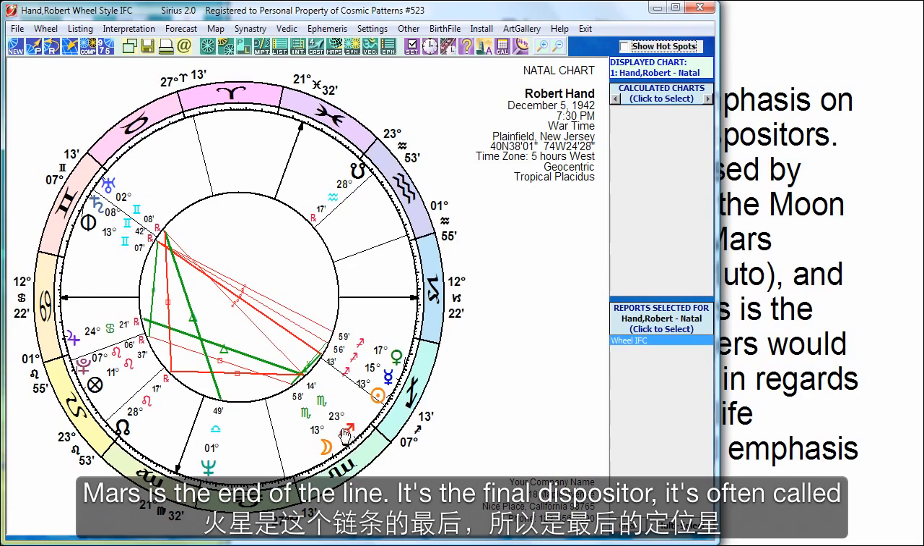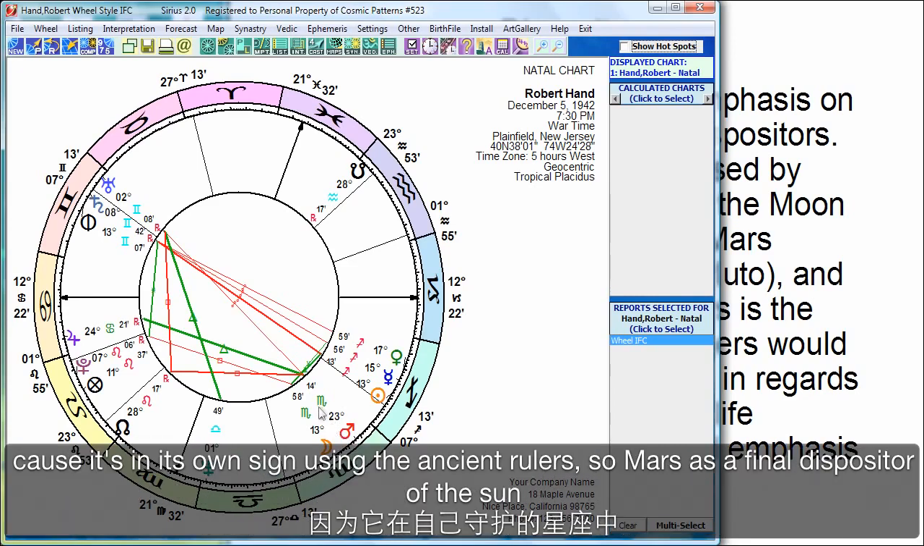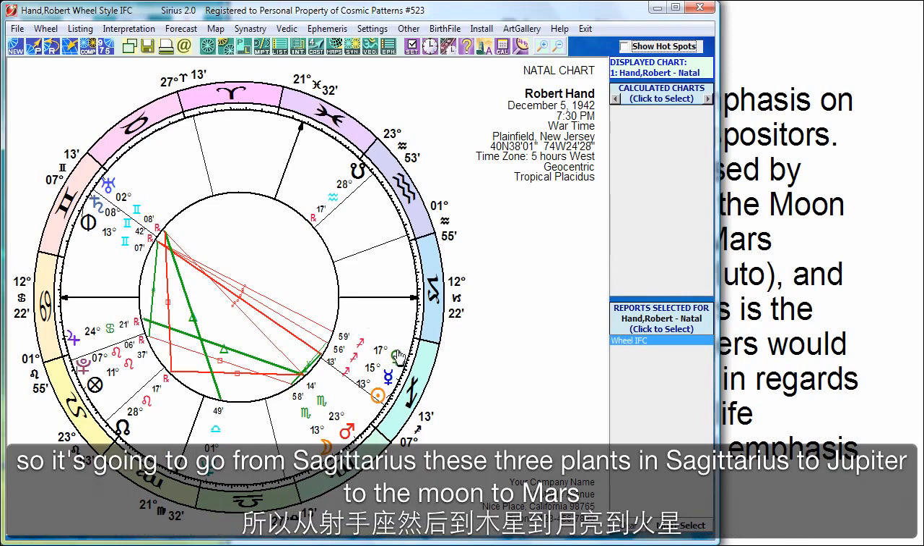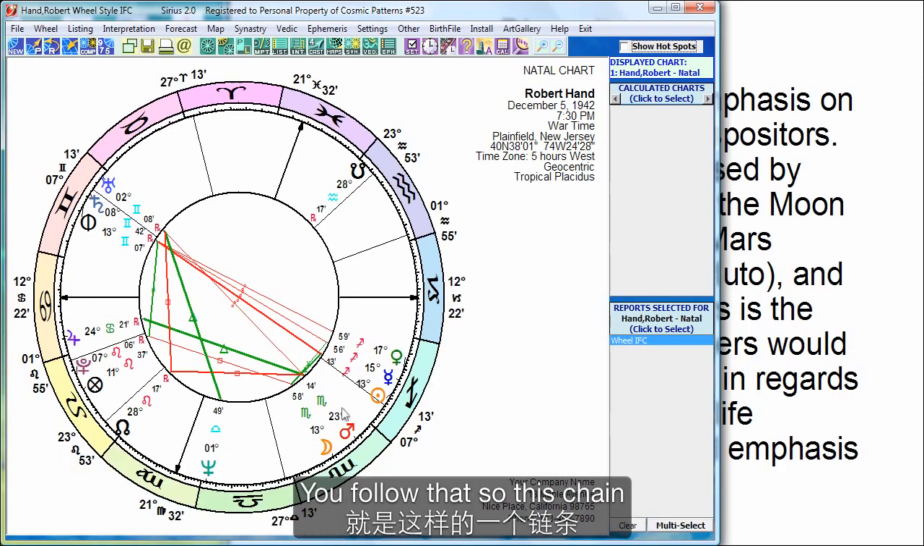Nothing. Mars is the end of the line. It's the final dispositor, it's often called, because it's in its own sign using the ancient rulers. So Mars is a final dispositor of the Sun, would also be the final dispositor of Mercury and Venus, because they're going to also be ruled by Jupiter. So it's going to go from Sag, these 3 planets in Sag, to Jupiter, to the Moon, to Mars. You follow that? So this chain.